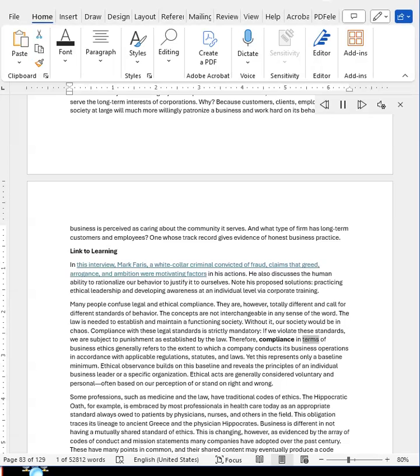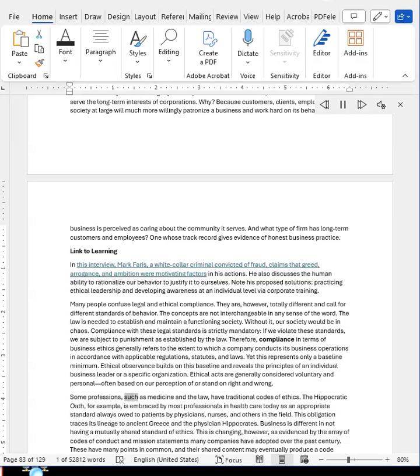Therefore, compliance in terms of business ethics generally refers to the extent to which a company conducts its business operations in accordance with applicable regulations, statutes, and laws. Yet this represents only a baseline minimum. Ethical observance builds on this baseline and reveals the principles of an individual business leader or a specific organization. Ethical acts are generally considered voluntary and personal, often based on our perception of or stand on right and wrong.